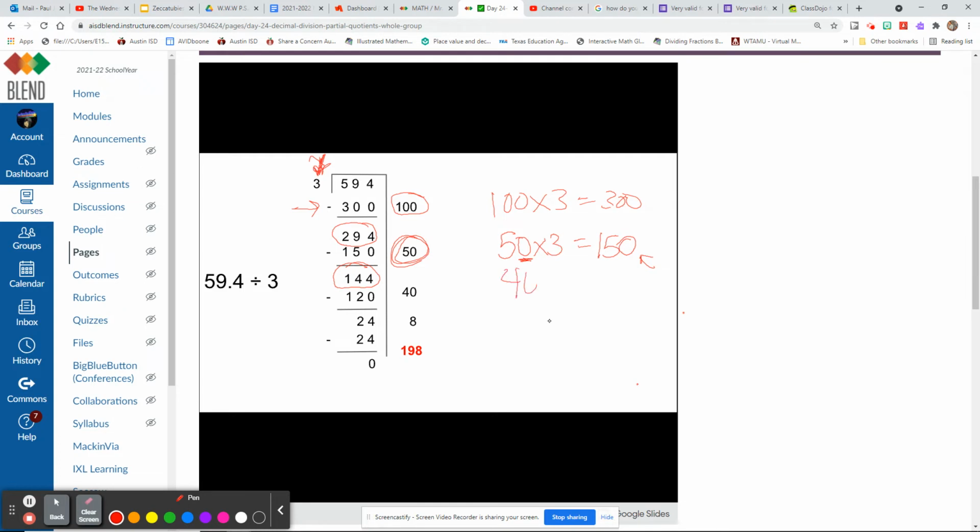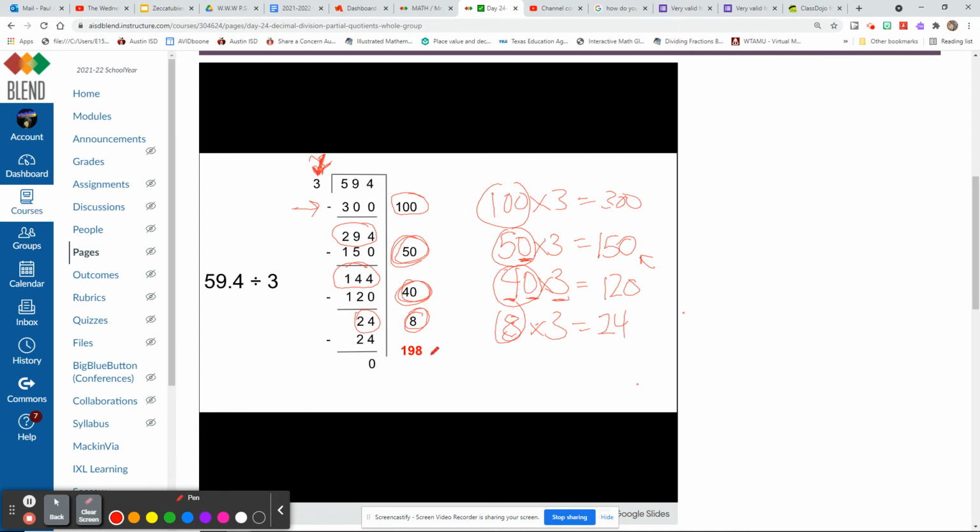So the next thing we could try maybe 40 groups of 3. If you know that 4 times 3 equals 12, and then put that 0 on the end, you know that's 120. So 144 minus 120, which is 40 groups of 3, our divisor, gave 24. And then you know your math facts. What's 3 times 8? 3 times 8 is 24. So that's where we got the 100, the 50, the 40, and the 8, from how many groups of 3 we took out in each partial quotient.